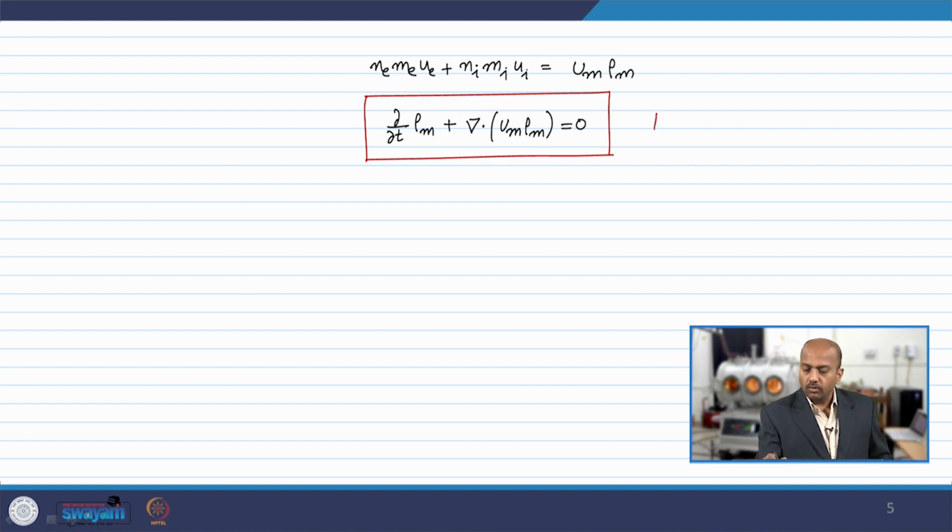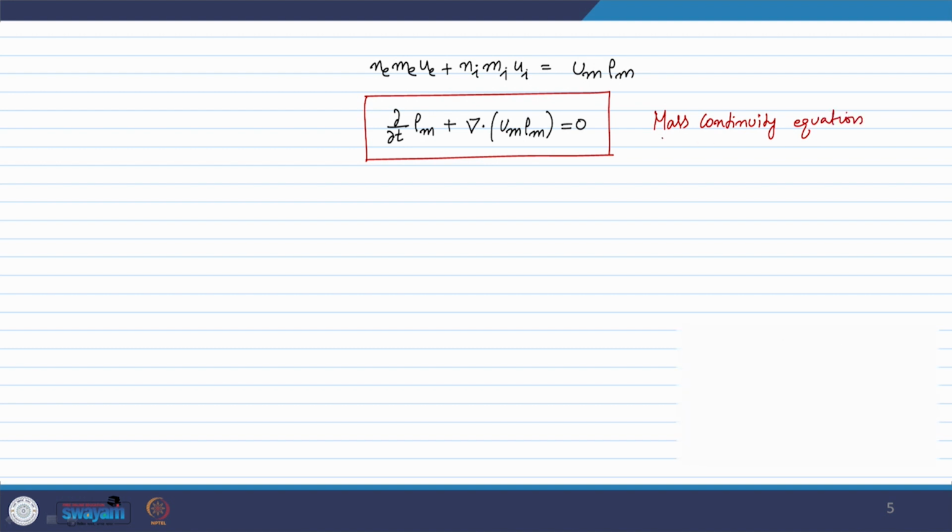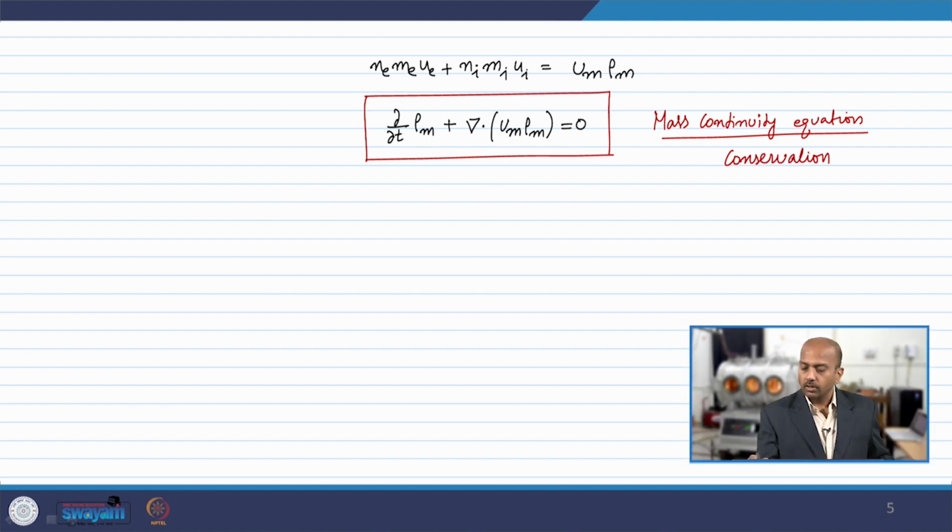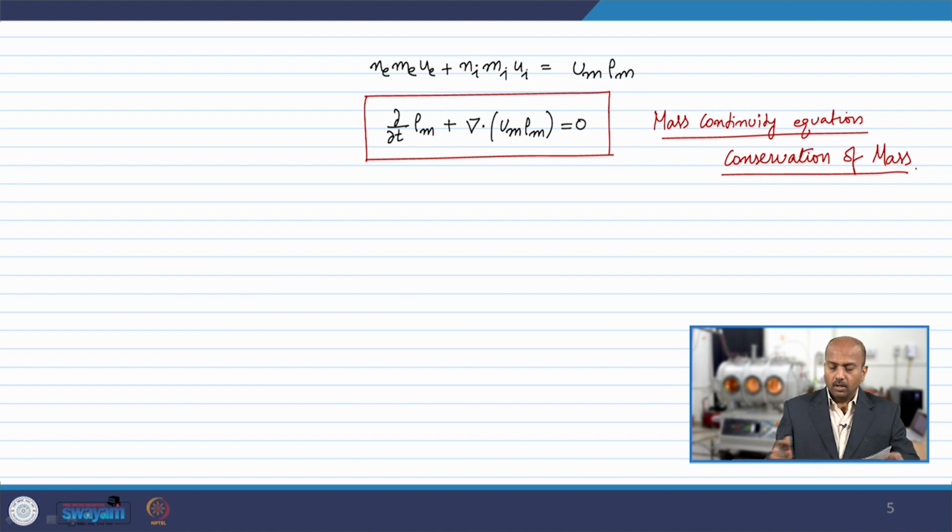This continuity equation is referred to as the mass continuity equation. This equation speaks about the conservation of mass, right. So how many equations we have got now? We have got two equations, one for the charge conservation and another for the mass conservation.